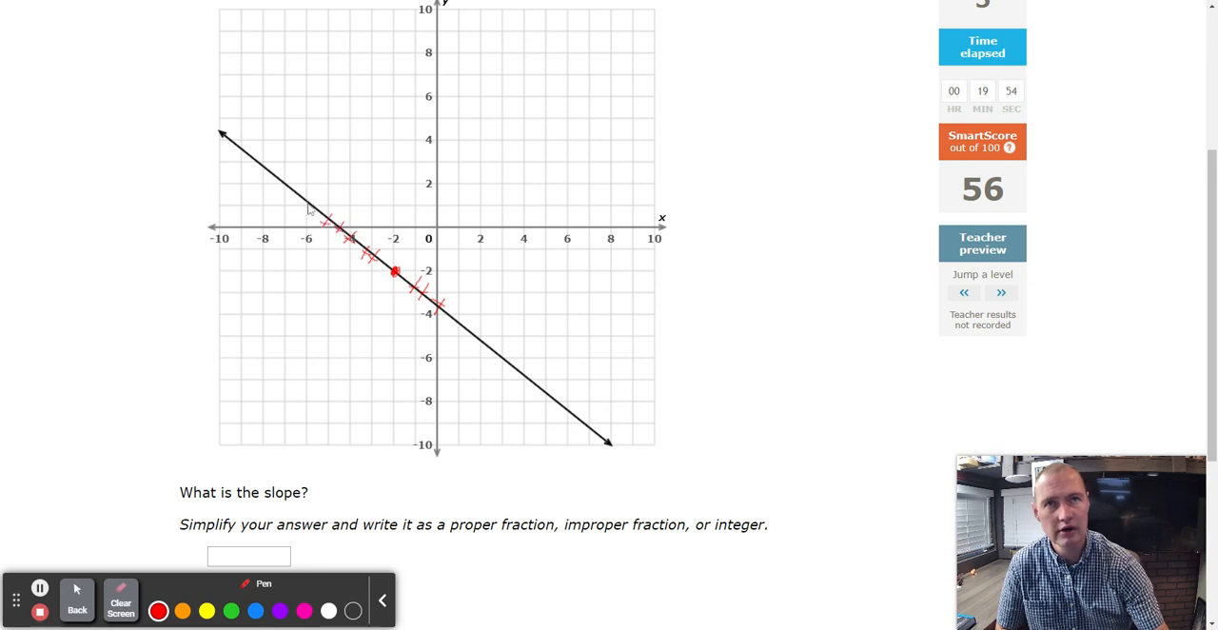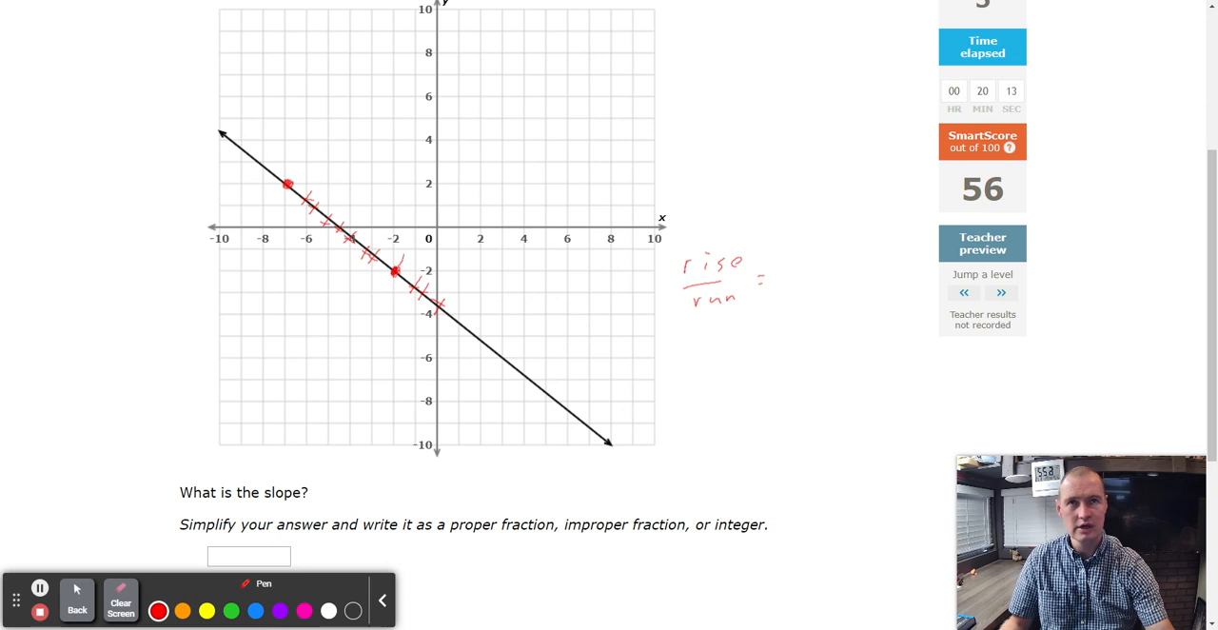No. Close right here. See how it's close, but not good enough. No. Right there is right on. It's right on right there. So these 2 points I'm going to use. All right. We need rise over run. Rise over run. Start at the lower point.